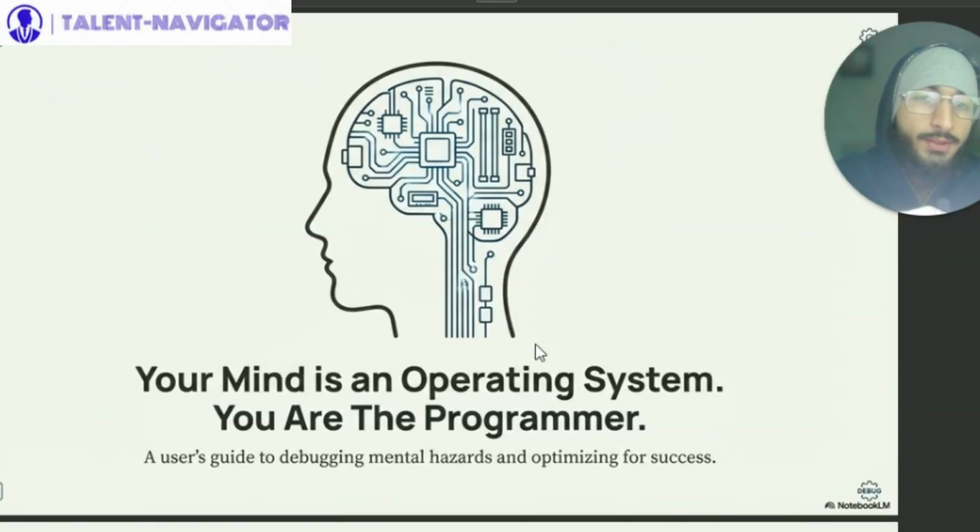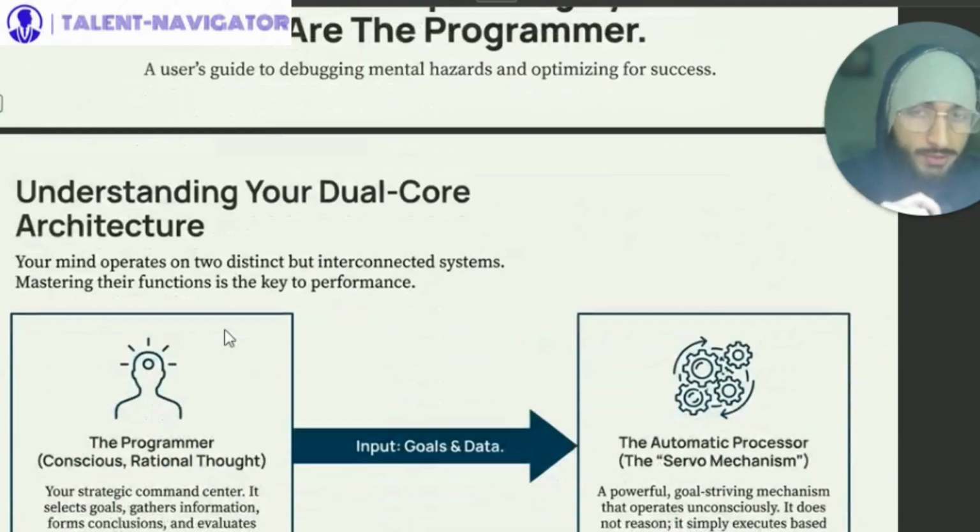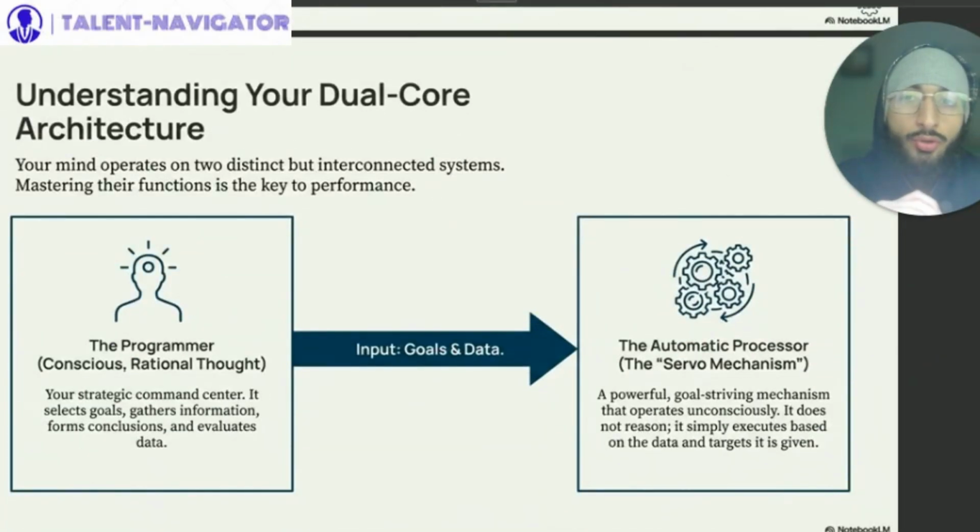Your mind is an operating system and you are the programmer: a user's guide to debugging mental hazards and optimizing for success. Understanding your dual core architecture. Your mind operates on two distinct but interconnected systems. Mastering their functions is the key to performance.